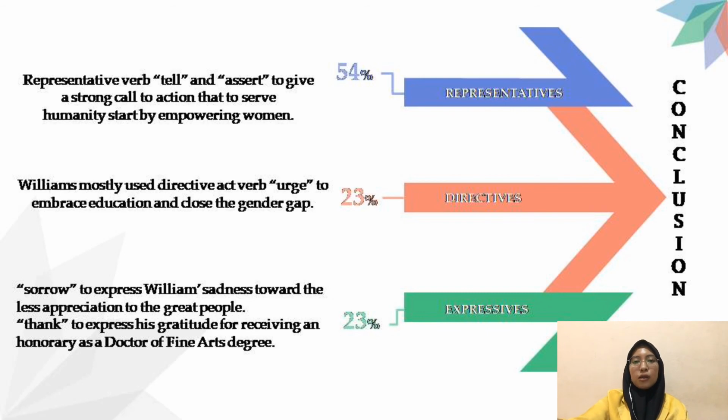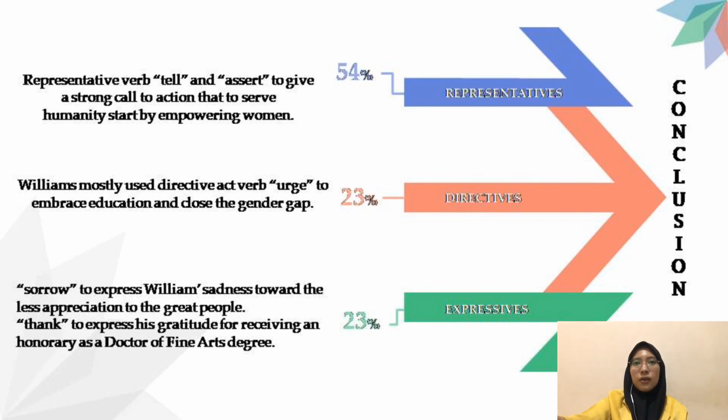Williams motivated the graduates by telling the other honorees' accomplishments. Not many people know about the actual work from great people, which is extremely important. So Williams tried to highlight it by using a lot of the representative verbs tell and assert to give the audience a clear explanation about it. He also asserts a strong call to action to the upcoming generation that needs to serve humanity, starting by empowering women.